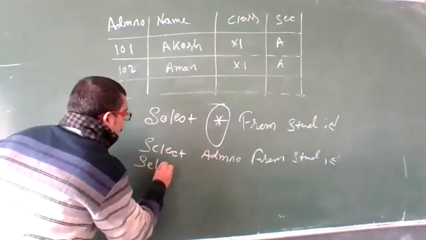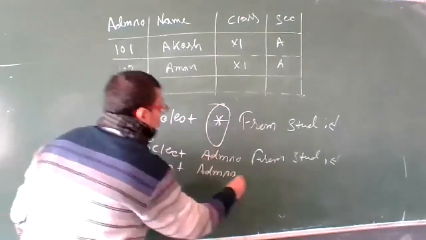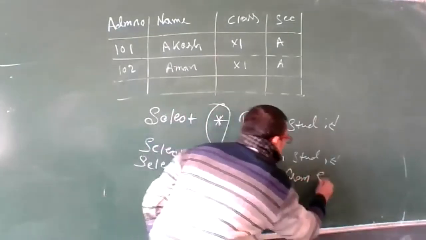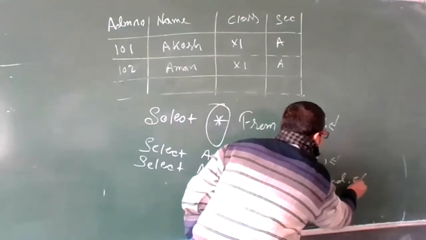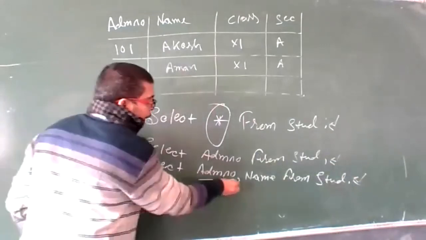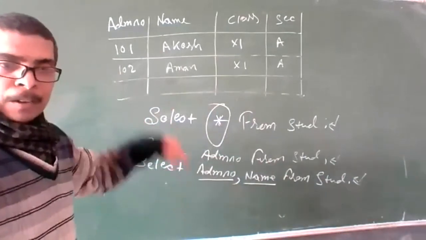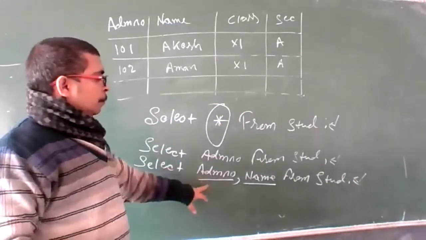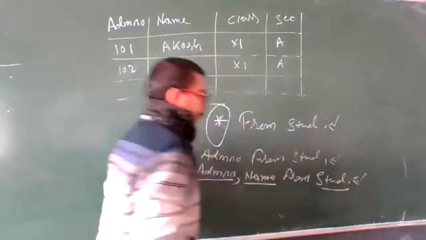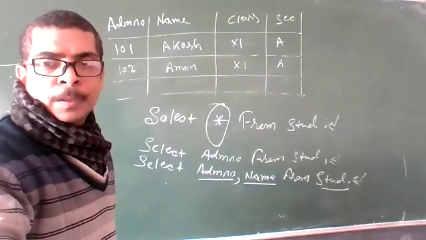Then if I want to see this and this both, what will we write? SELECT ADMNO, comma, name FROM stood. So what is this? SELECT. This is the column name. Two column names are separated by comma. SELECT admission number, name FROM. This is the table name. I hope you got it. Any problem?